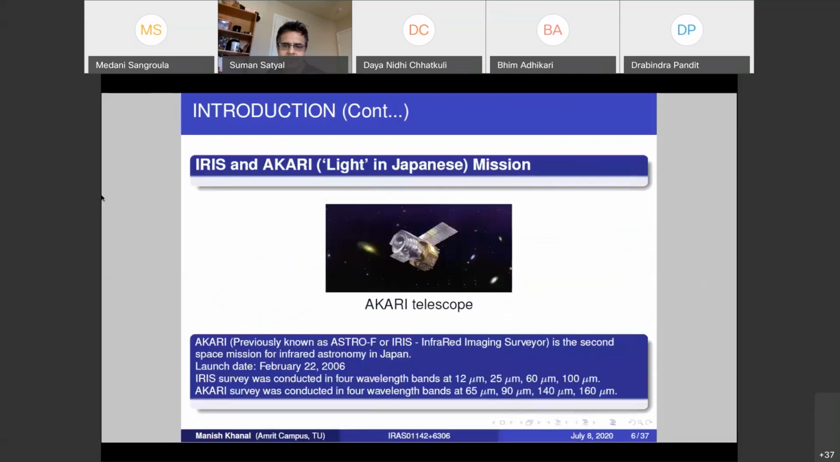Talking about IRIS, the infrared imaging surveyor, and AKARI, meaning light in Japanese. AKARI was also known as ASTRO-F or IRIS previously. The AKARI survey was conducted in 4 wavelength bands at 65, 90, 140, and 160 micrometers. The IRIS survey was conducted on similar bands to the IRAS mission, that is 12, 25, 60, and 100 micrometers. IRIS and AKARI have much higher sensitivity and better spatial resolution than IRAS, so we focused our research on the IRIS and AKARI surveys.